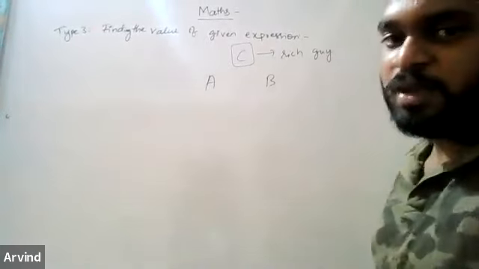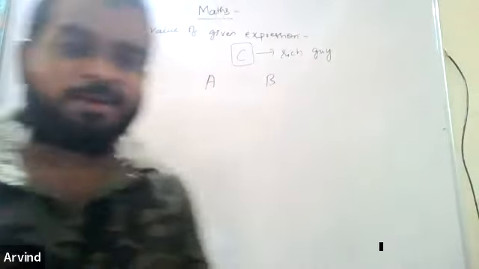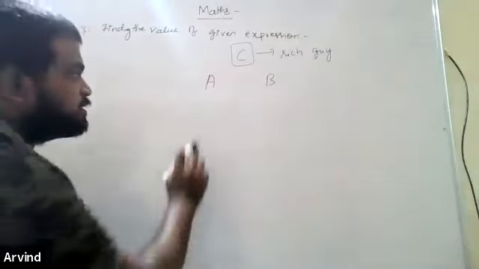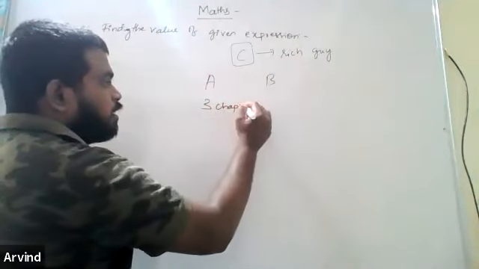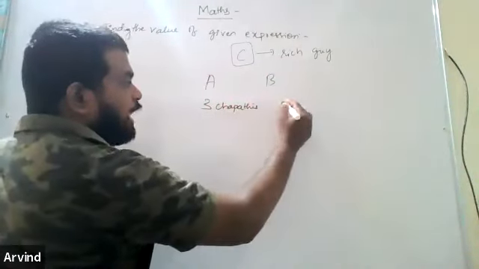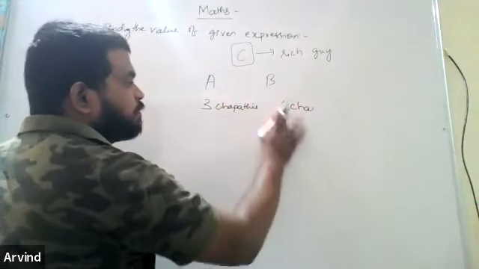Now listen to the puzzle carefully. This fellow had bought 3 chapatis. And this fellow had bought 5 chapatis.